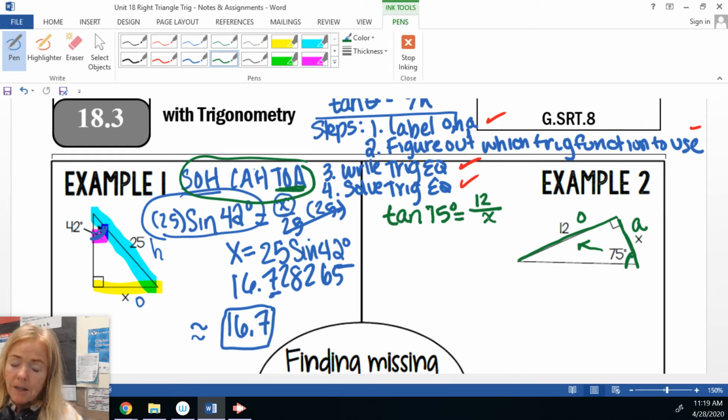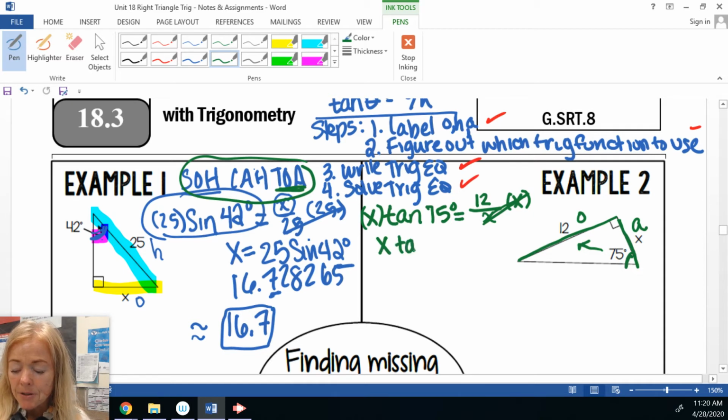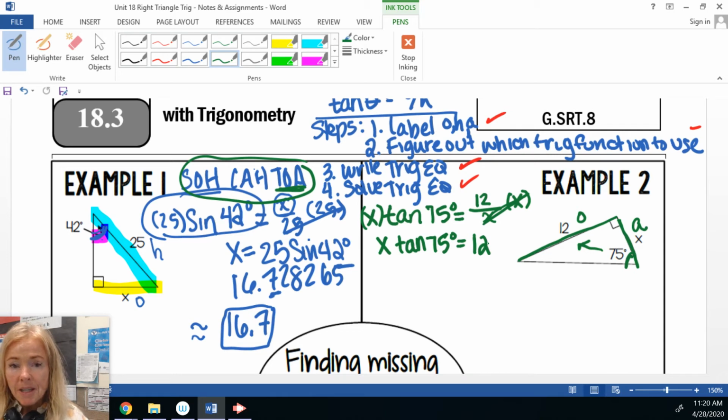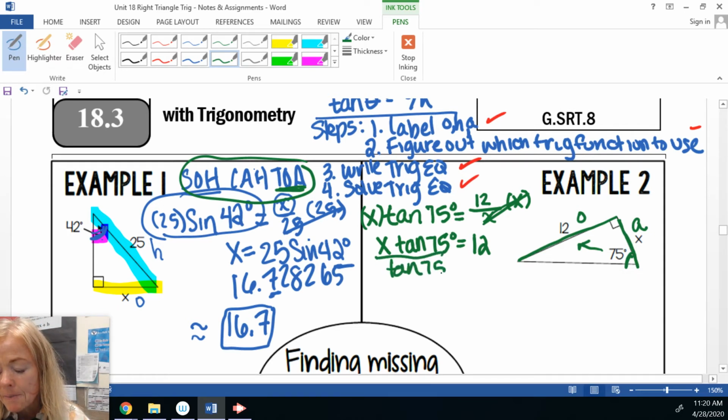Now solving it, we have a little problem here. Our x is on the denominator. So in order to solve, how do we solve when x is in a denominator? We multiply by it. So we're going to multiply both sides by x. Okay, so we're going to divide out that x, and that leaves us x times the tangent of 75 degrees is equal to 12. Okay. Now, remember, tangent of 75 is a number. It's an irrational number. So we're just taking a number and multiplying it by x. And then how do we undo multiplying a number by x? We divide by it. So we're going to divide by tangent 75.